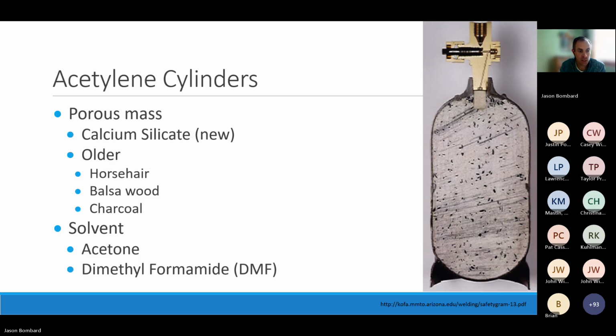So acetylene is unique in its properties, or there might be other gases like it, but it's the most common one anyway. Where if you pressurize it too high or you liquefy it, it becomes explosive. This was a way that folks developed to be able to safely ship larger quantities of acetylene than you could otherwise in, say, an empty, hollow cylinder.